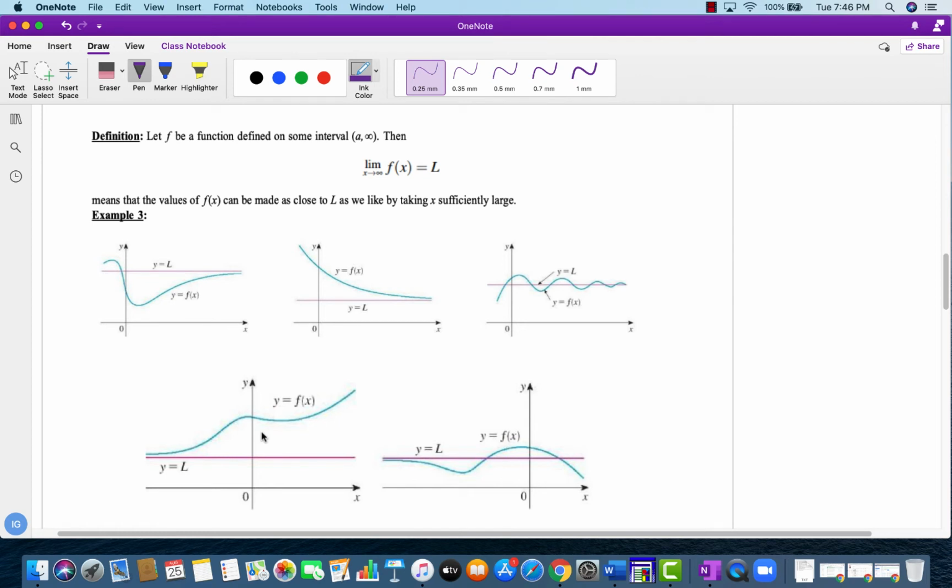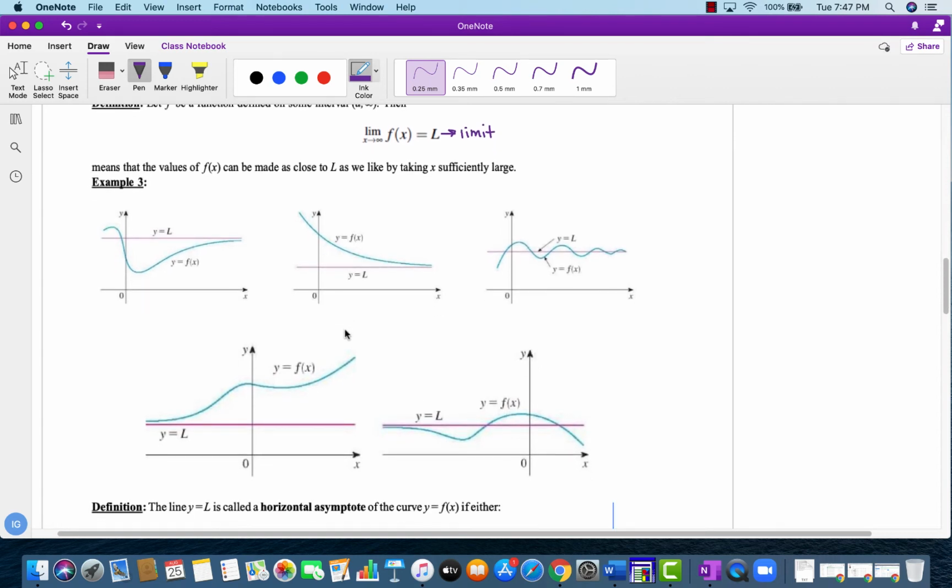So now we're going to look into the definition that says, let f be a function defined on some interval a to infinity. Then the limit as x approaches infinity of the function f of x is equal to L, okay? That means that the values of f of x can be made as close to L, and remember L is the limit, as we like by taking x sufficiently large. Okay, let's look at a picture of this to see what's going on.